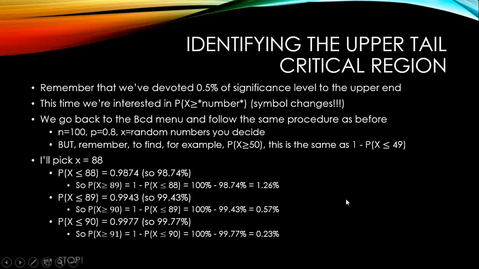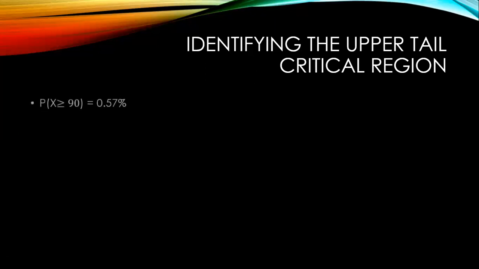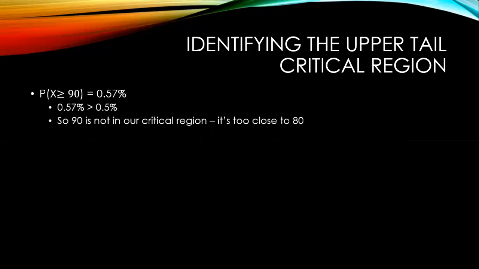So now we need to stop and have a little think. The probability that we got more than or equal to 90 successes was 0.57%. This is bigger than 0.5%, so it's more likely than the 0.5% significance level that we decided. That means the value 90 is not in our critical region. It's a little bit too close to 80.